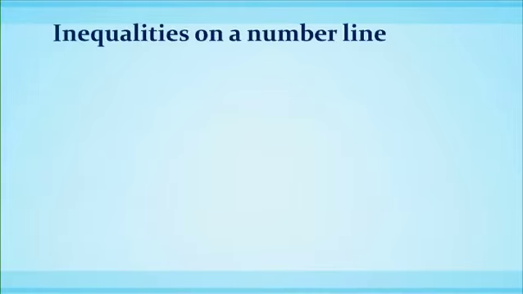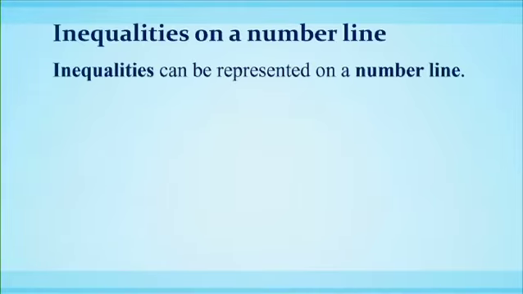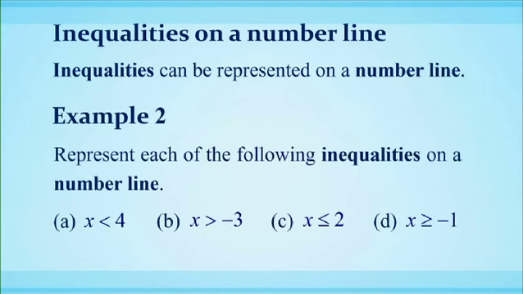We move on. Now, inequalities on a number line. Inequalities can be represented on a number line. How do we do that? Let's take an example. Represent each of the following inequalities on a number line. The first one is x less than 4. Part B, x greater than minus 3. Part C, x less than or equal to 2. And part D, x greater than or equal to minus 1.